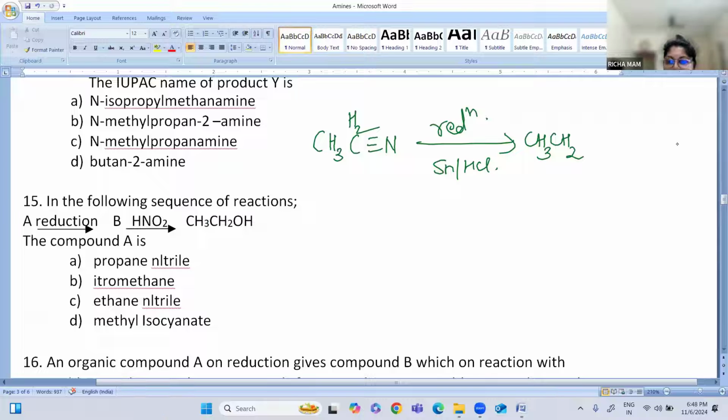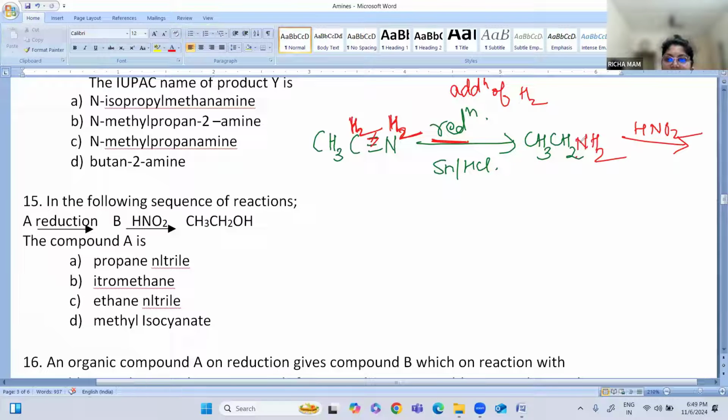Just a second, I'll show you with another color. Across this triple bond, you can see hydrogen will be added. So I'm going to get CH3, CH2, and H2. Got it? What is reduction? Addition of hydrogen. So hydrogen will be added on carbon after removing the two double bonds. So I'm going to get CH3, CH2, NH2 for the treatment with nitrous acid.